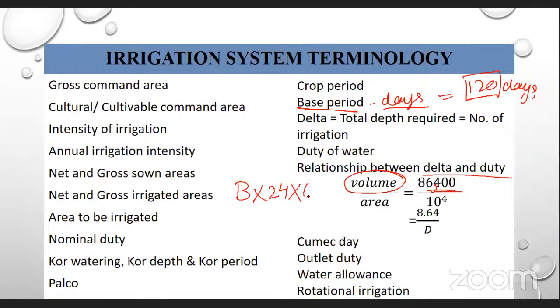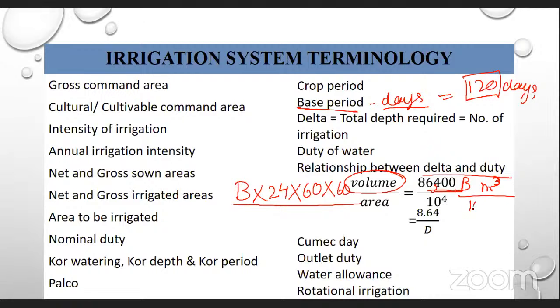And those 24 hours are converted into minutes, and those minutes are converted into seconds. If we multiply all these together, it becomes 86,400. And this b is for whatever days there are for different crops, in meter cube. Then we have the area. Usually this volume we calculate for 1 hectare.